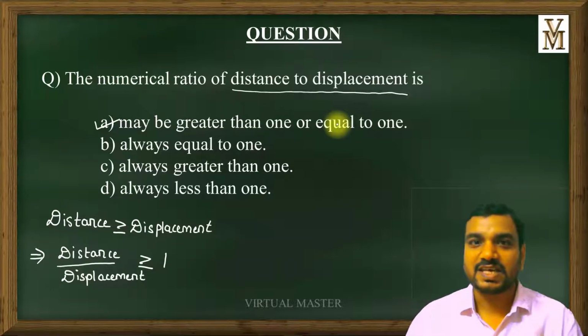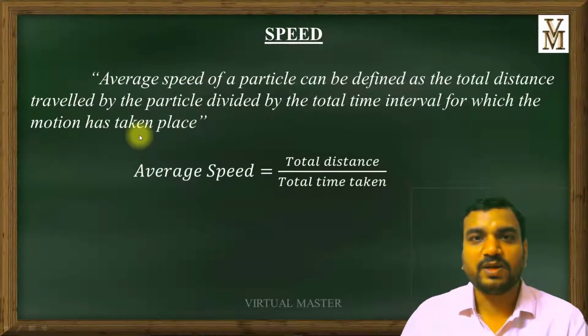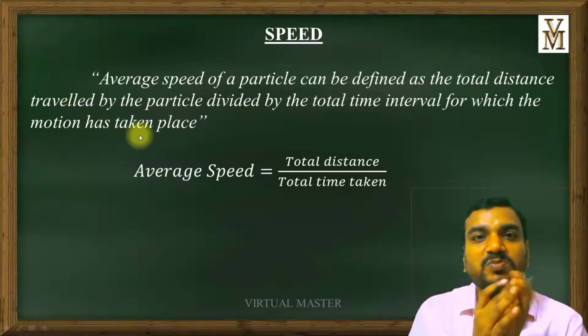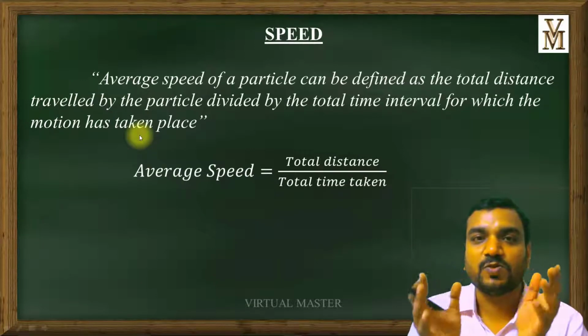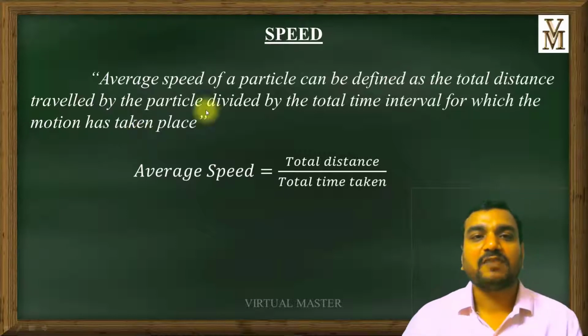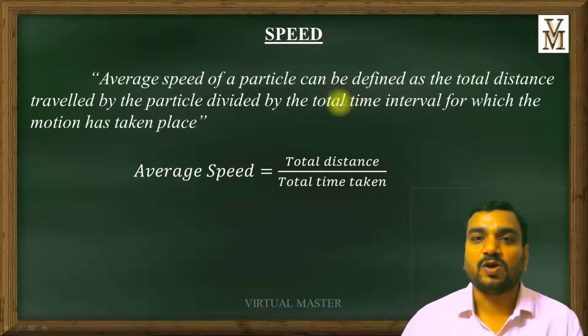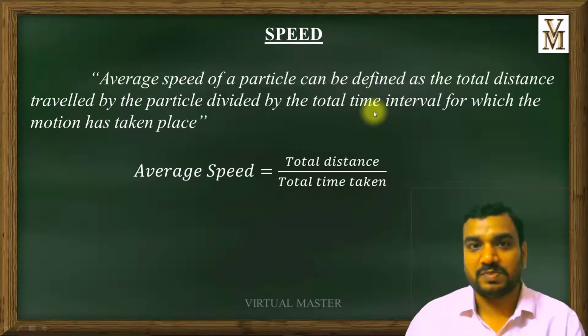Now let us discuss average speed and instantaneous speed of the object. Before discussing speed, we should know that there are two types of speed. One is average speed and another one is instantaneous speed. We will be discussing both. First, let us try to know what is average speed. Average speed of a particle or an object can be defined as the ratio of total distance traveled by the object to the total time taken for which the motion has taken place.